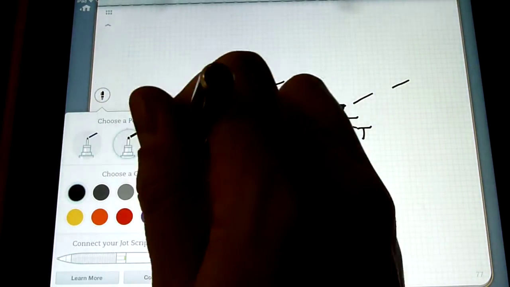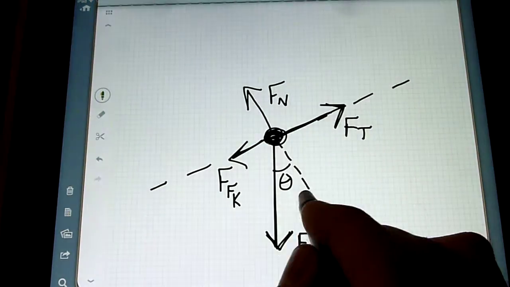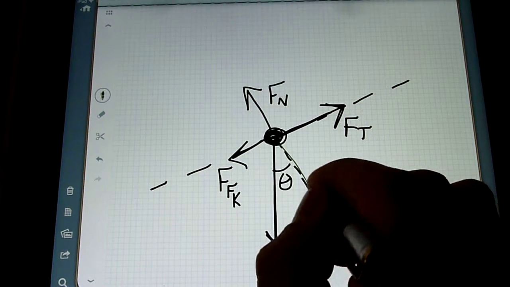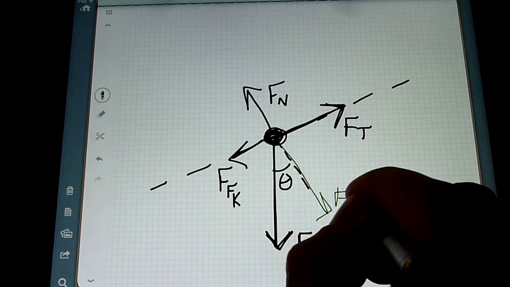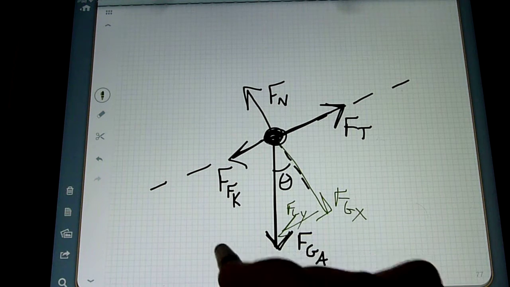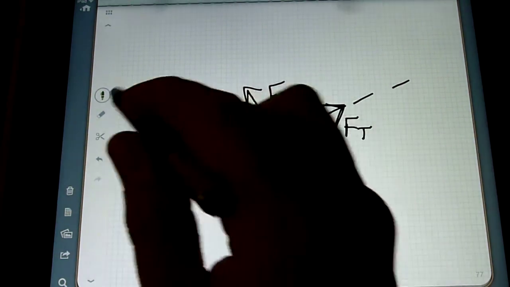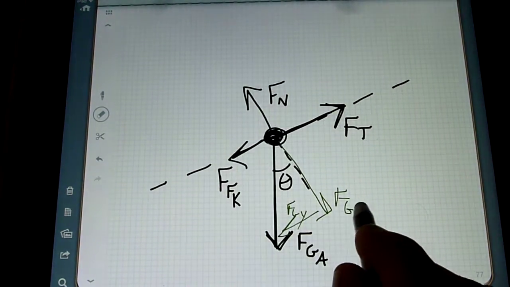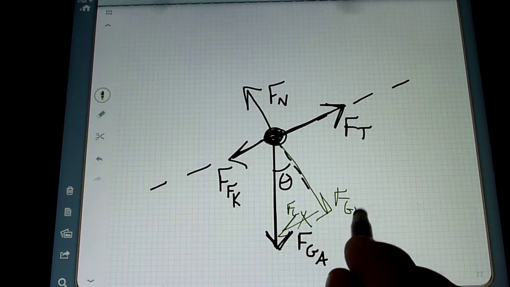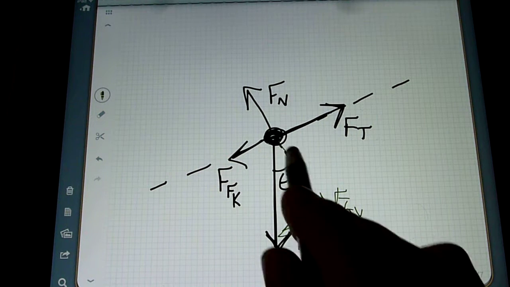I know that I am going to eventually break my weight here into an x component, so I would have F, G, X, and F, G, Y. So I can keep that in mind using that angle theta. The y component, of course, is that. The x component is that. I don't know what I was thinking. It's late at night. Y component down like this, and the x component like this for that weight.